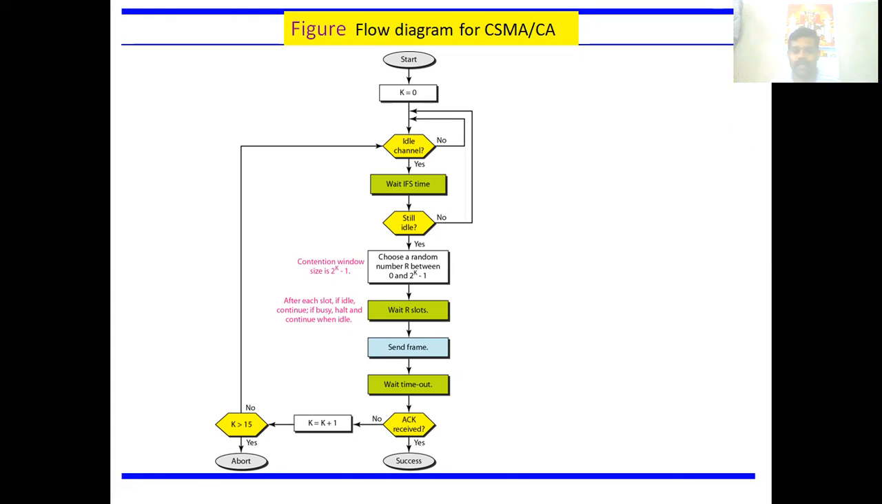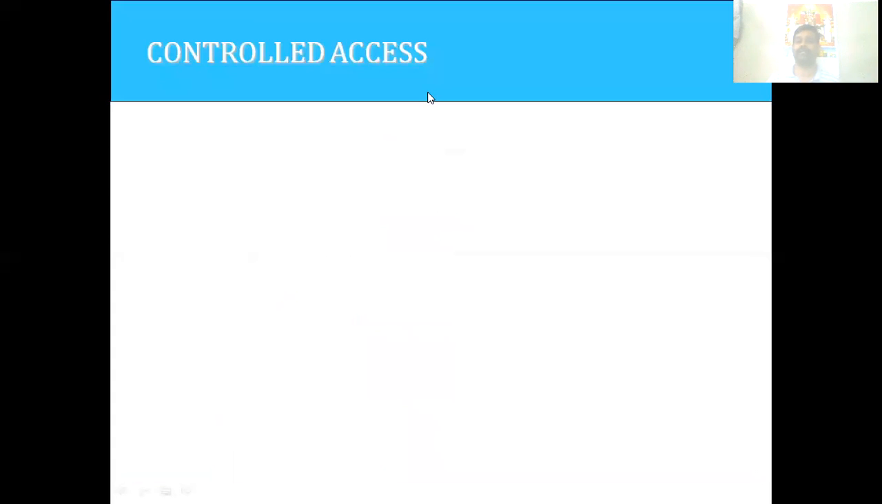If acknowledgement is received, success. If acknowledgement is not received, it will increment the number of attempts, and the K value is checked against the maximum value of 15. If that value is greater than 15, the process is aborted. If not, it will repeat the process again. This is nothing but the flow diagram for carrier sense multiple access with collision avoidance.